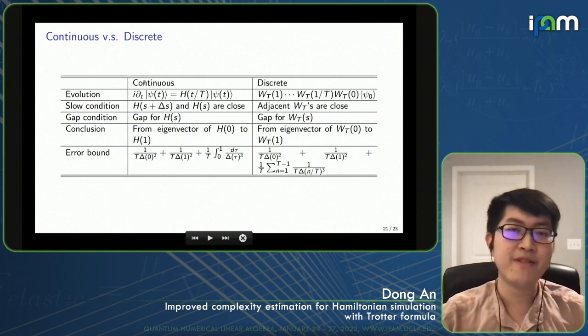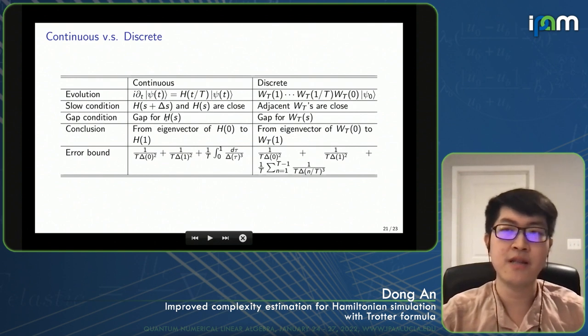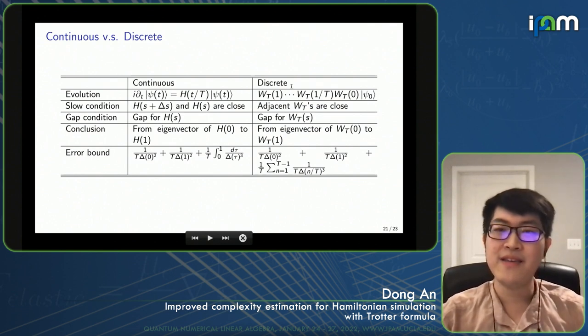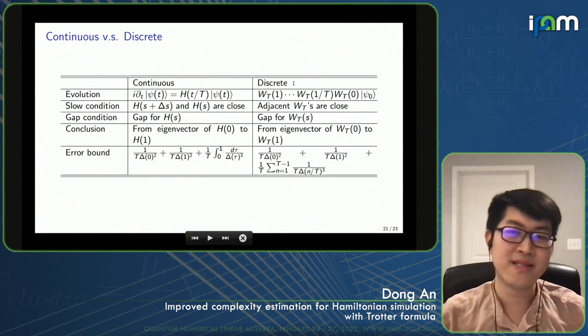Remember that in the continuous adiabatic theorem, the evolution that we are given is a time-dependent Schrödinger equation, and assume that my Hamiltonian is changing slowly and assume we have some gap condition, then the conclusion is that we can go from the eigenvector of the initial Hamiltonian to the eigenvector of the final Hamiltonian by solving this Schrödinger equation. And in the discrete case, everything is quite similar.